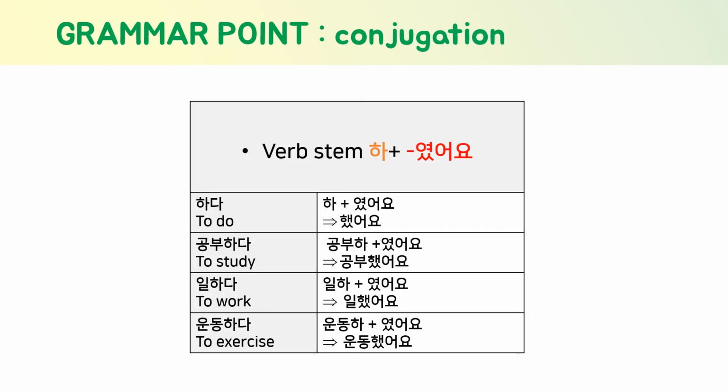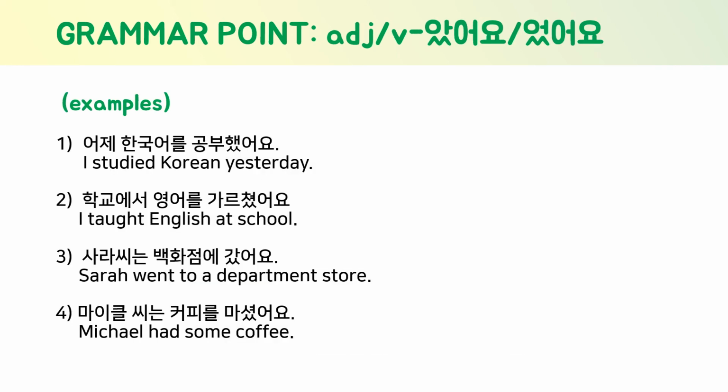And for this one, stem 하. So 하다, 공부하다, 일하다, 운동하다. 하였어요 becomes 했어요. So 공부하였어요 becomes 공부했어요. 일하였어요, 일했어요. 운동하였어요, 운동했어요. So these are the examples using the past tense.